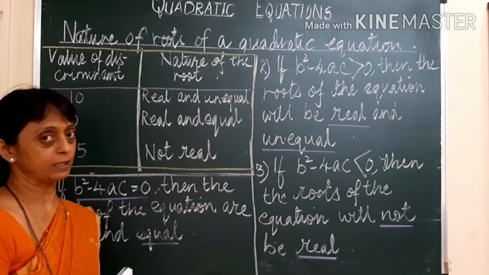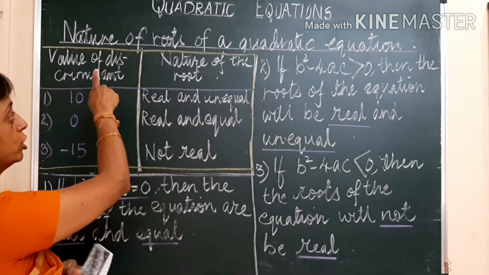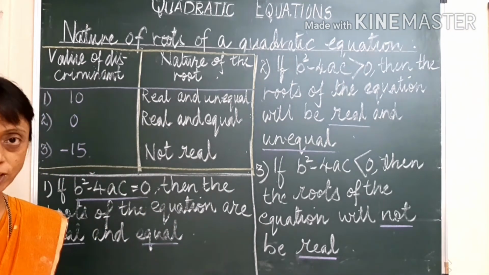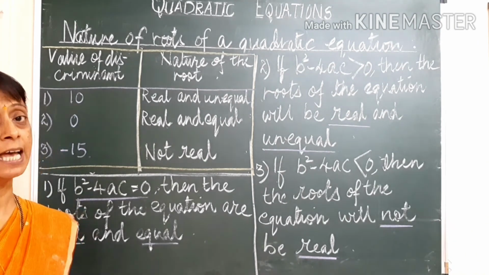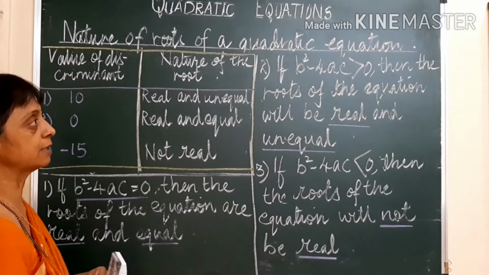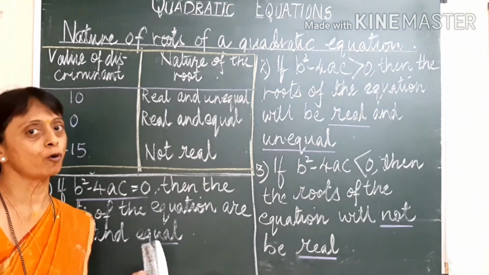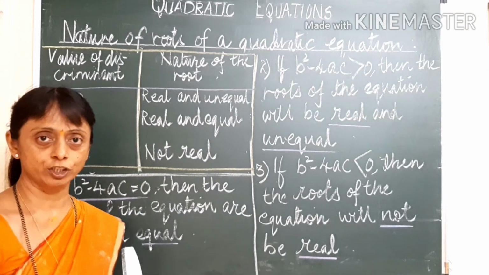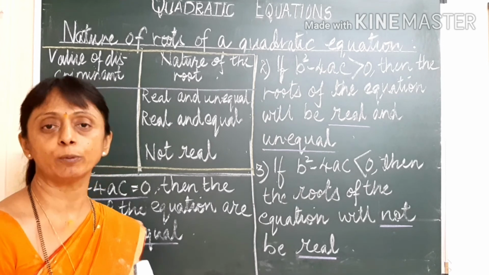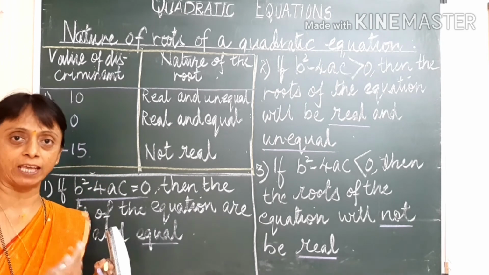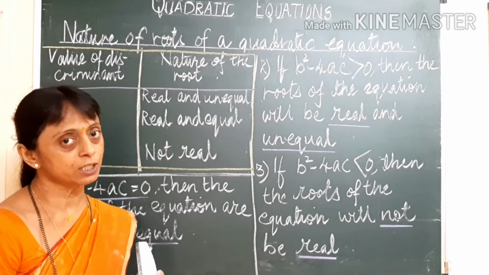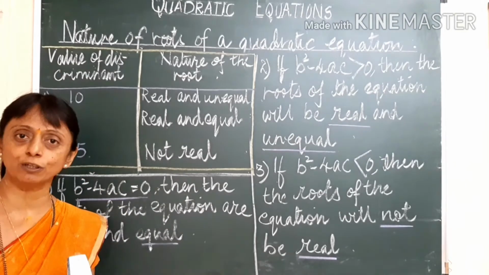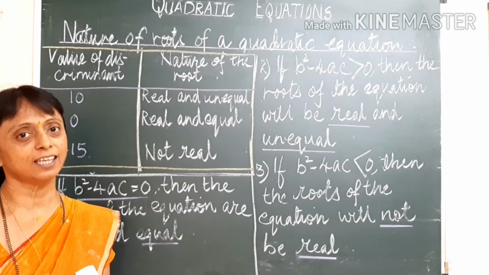So once again I repeat, children, the nature of roots of the given quadratic equation depends entirely on the value of the discriminant. And which is the discriminant? It is b square minus 4ac. Now further, children, we will take quadratic equations, find out the values of a, b, c for those particular problems, substitute and use the formula method to get the roots of the given quadratic equation.